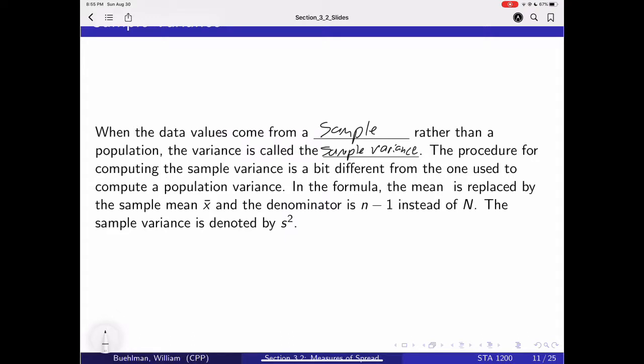The procedure for computing the sample variance is a bit different from the one used to compute the population variance. In the formula, the mean is replaced by the sample mean, so the mean for a sample is x bar instead of mu, and the denominator, instead of being capital N, is n minus 1. The sample variance, instead of being sigma squared, is just s squared.